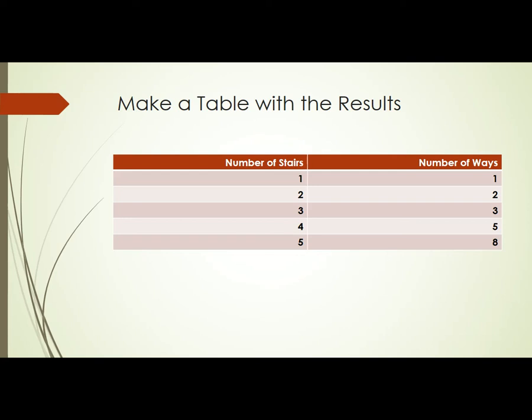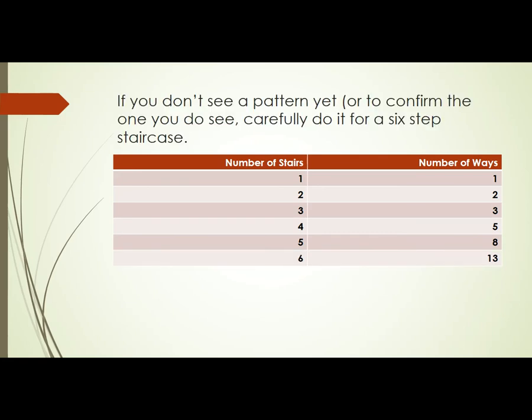Or maybe if you see a pattern, then the way to confirm that you're right would be to do it for 6 stairs. And again, do it carefully. But if you do, you'll find that there's 13 ways. So now our pattern is 1, 2, 3, 5, 8, 13. And if you don't see a pattern here yet, stop the video and stare at it for a little while. Can you see what's going on?